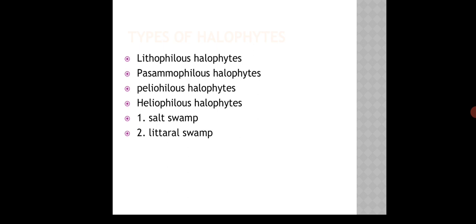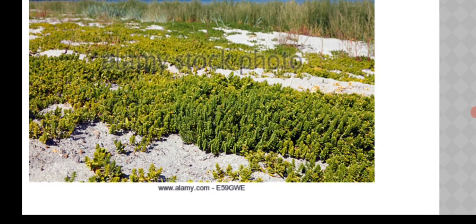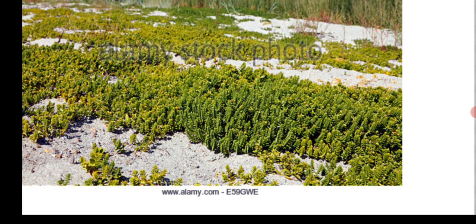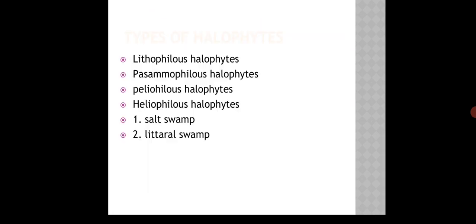Second type is Samiophilous halophytes. Samiophilous halophyte means the halophyte which grows in sandy soil, but which has salty sand. So on such sand which has salt, when a plant grows, then that plant is called Samiophilous halophytes.